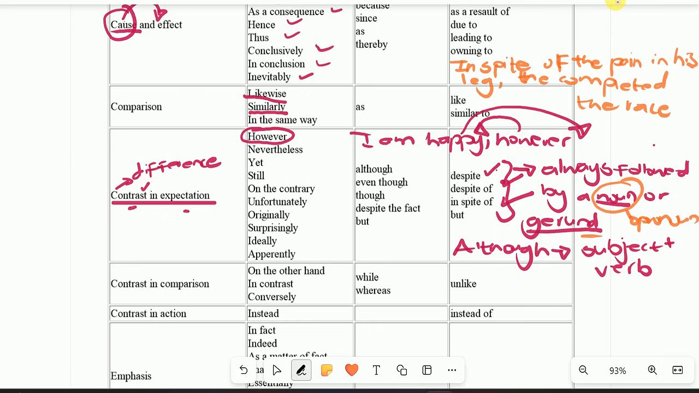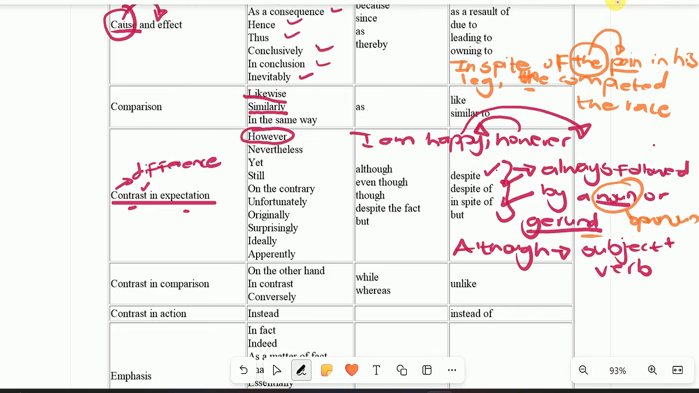In spite of the pain in his leg, he completed the race. Now you look into the words in spite of, and then remember what follows there. It's always a noun. So pain here is a what? Is a noun. In spite of the pain in his leg, he completed the race. And always, please don't forget the use of punctuation as well when writing, such as a comma. He completed the race. Remember, the punctuation also gives you time to breathe.